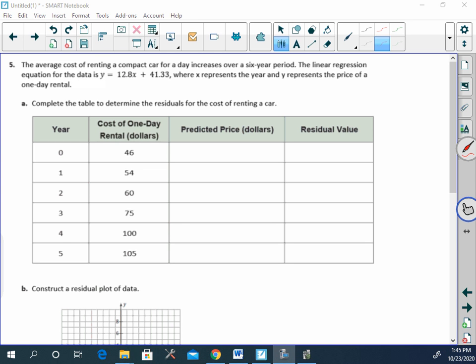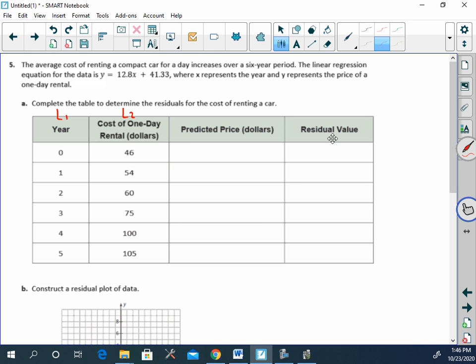Number 5 has 3 different parts to it here. So the first part says complete a table to determine the residuals for the cost. So we did one of these in class in our book. We've got our X data here. So this is going to go into our L1 in our calculator. This is going to go into our L2.